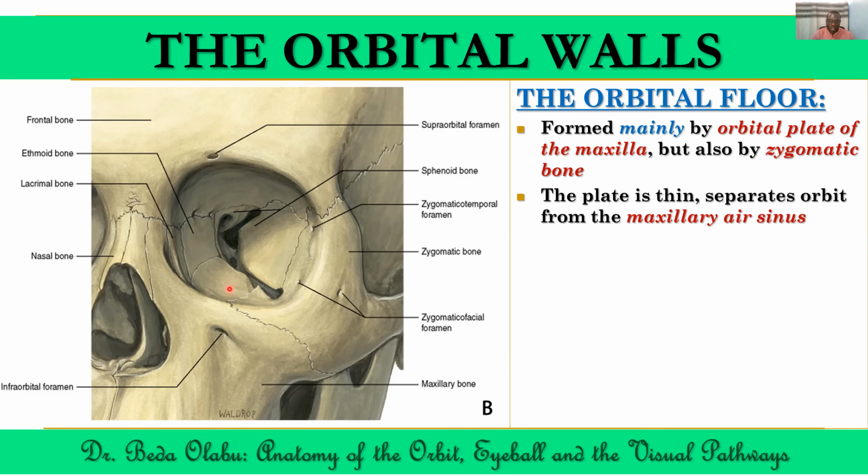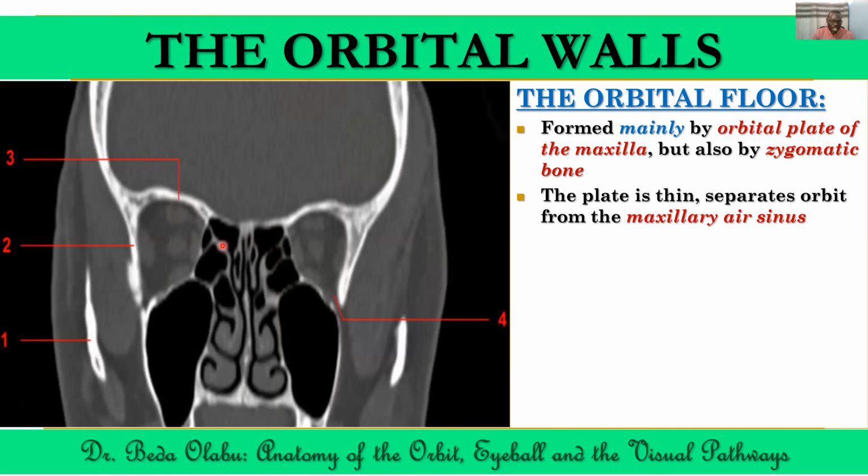Usually, the orbital plate of the maxilla is also thin, and it's the one that separates the orbital content from the maxillary air sinus that is just beneath. This image captures for you that this is the orbit, this is the maxillary air sinus, and so this one here is the orbital floor. There's a groove that separates the orbital floor from the lateral wall. So this is the inferior orbital fissure, which separates the floor from the lateral wall of the orbit.